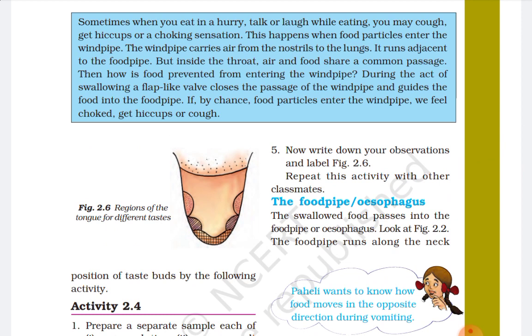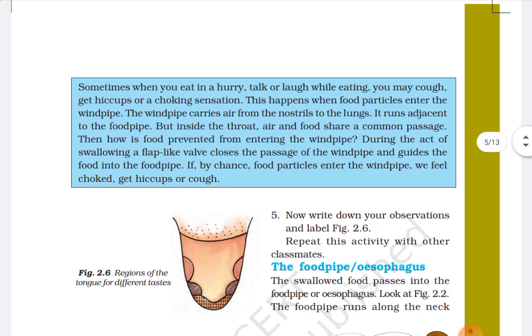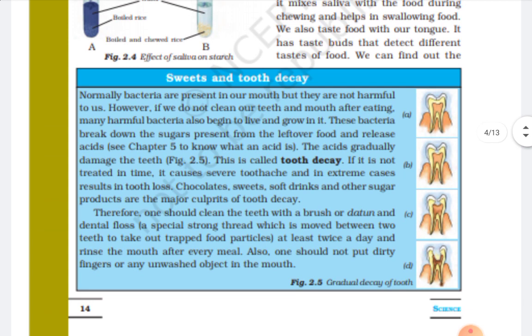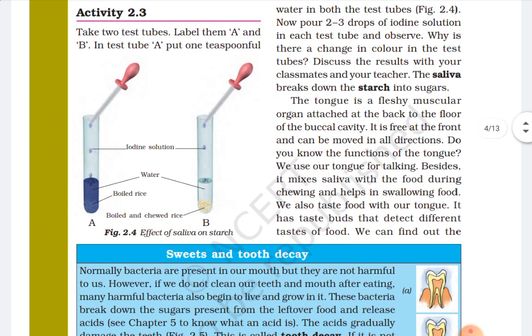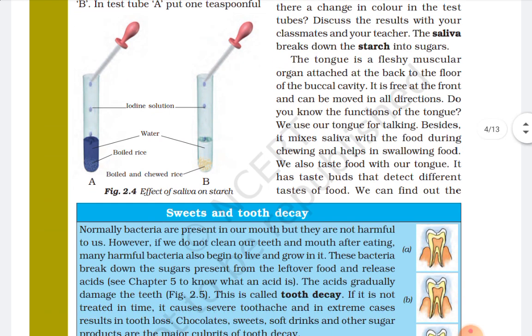Repeat this activity. So this tells us that the tongue helps in mixing the saliva with the food and swallowing the food. The tongue is a fleshy muscular organ which is attached to the back of the buccal cavity.